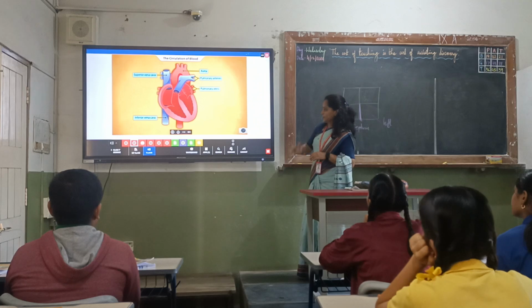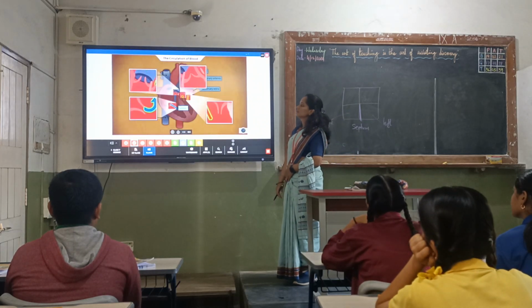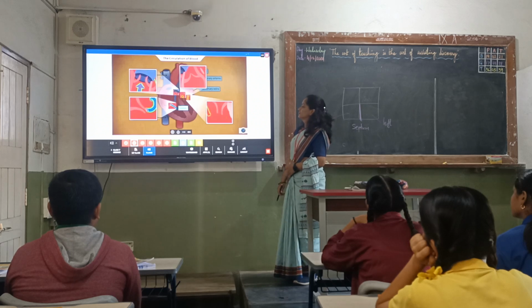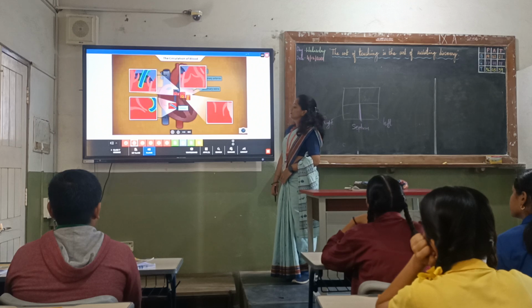You can also see that there are 4 valves in the heart. These valves prevent the backflow of the blood, ensuring that the blood flows in the right direction. So what's the direction of blood flow? Let's find out.